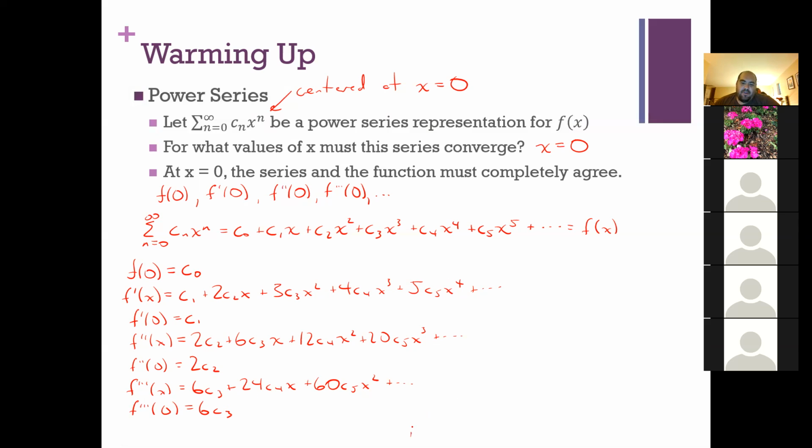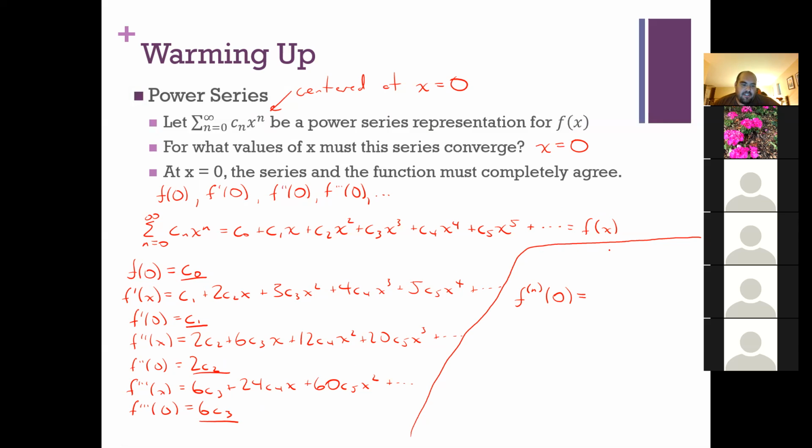So how can I generalize what these derivatives are equal to? So let's say instead of f prime or f double prime or what have you, if I take the nth derivative at 0, what is that going to be equal to? So those terms are c sub 0, c sub 1, 2c sub 2, 6c sub 3.